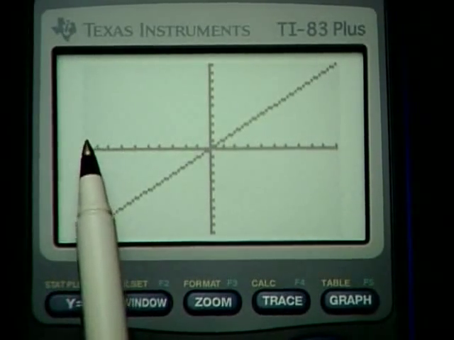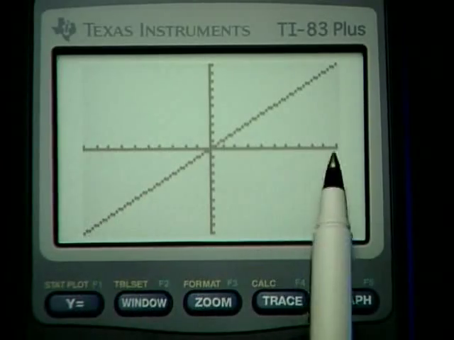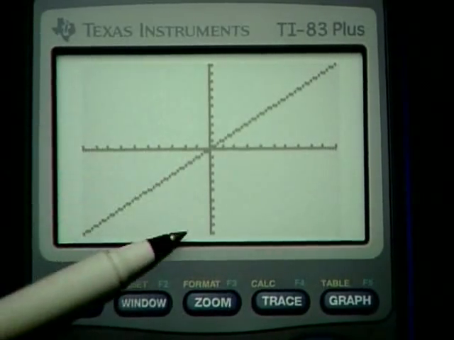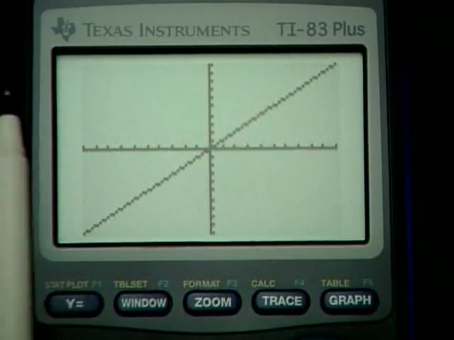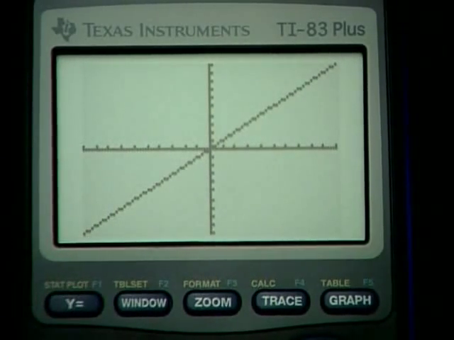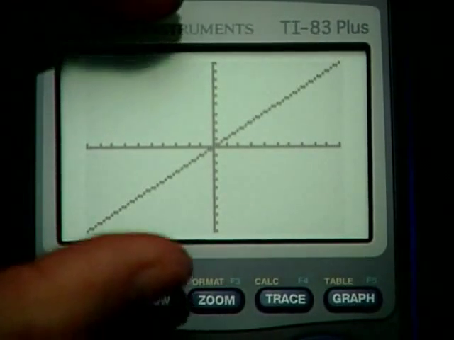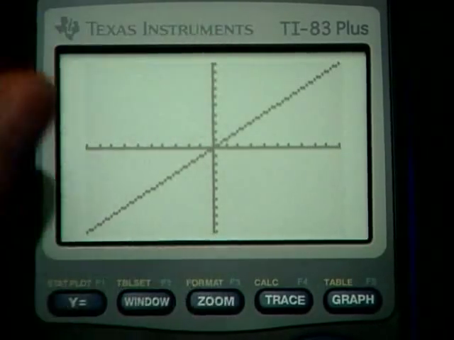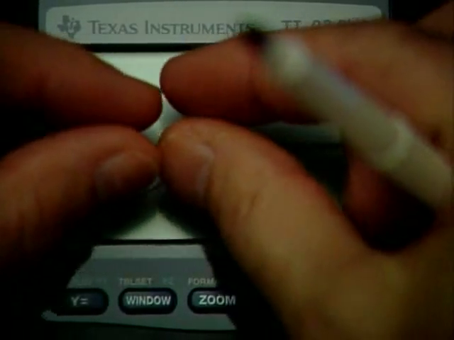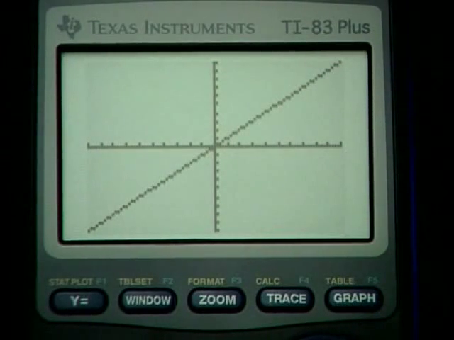So that means a total distance here of 20 and a total distance here of 20. But the window that we're looking at is rectangular, so something sort of has to give here. If we're defining the same distance up and down as left and right, then what's happening here is that the graph is being squished down a little bit like this, or the graph is being stretched like this. Either way you look at it, it's not a true square perspective.